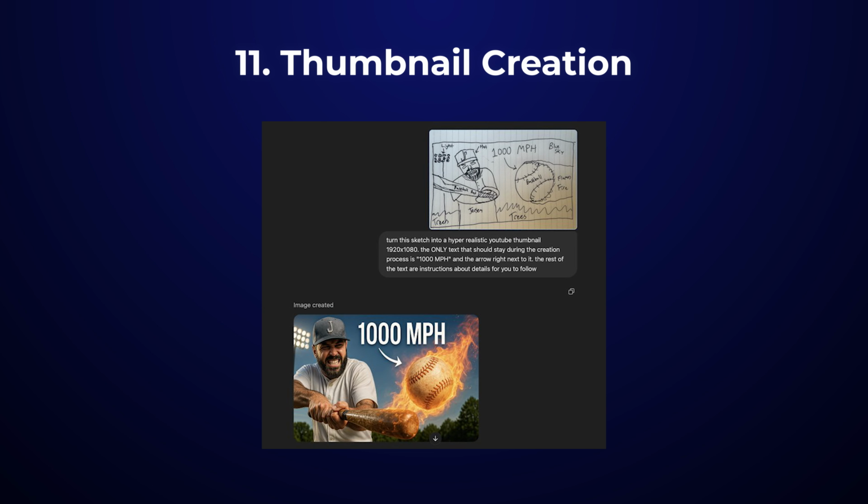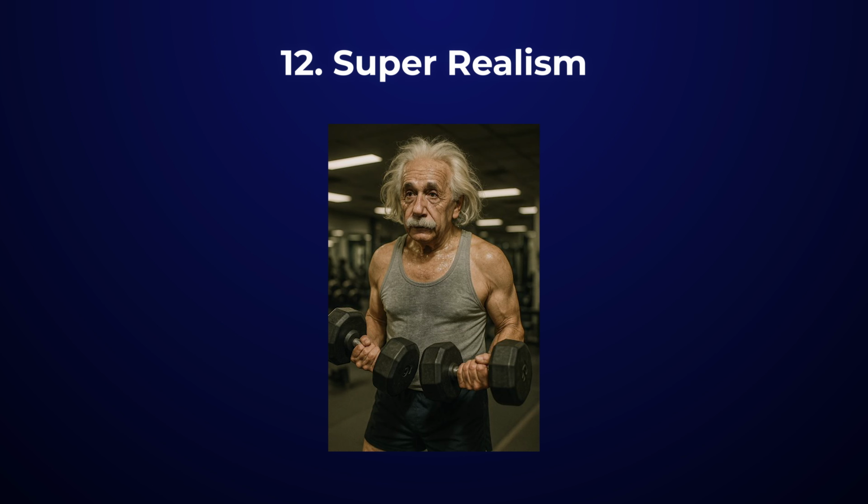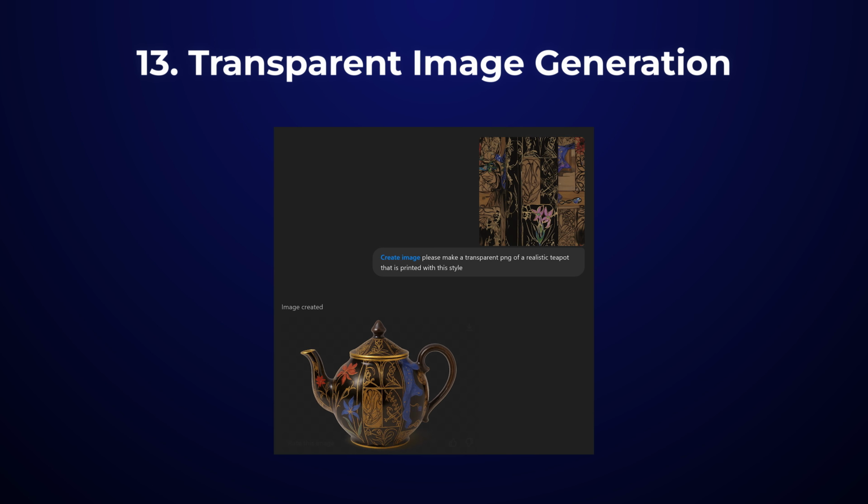Just a heads up, the thumbnail for this current video was made using GPT-4o. Super realism. ChatGPT excels at producing super realistic images that are often indistinguishable from real photographs. This level of detail and realism can be utilized in various applications, from marketing to artistic projects. Transparent image generation. The AI can generate transparent images that can be easily integrated into other designs. This feature simplifies the process of creating stickers or overlays, enhancing the efficiency of graphic design workflows.